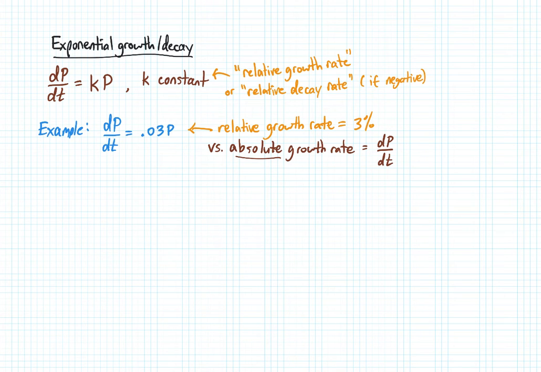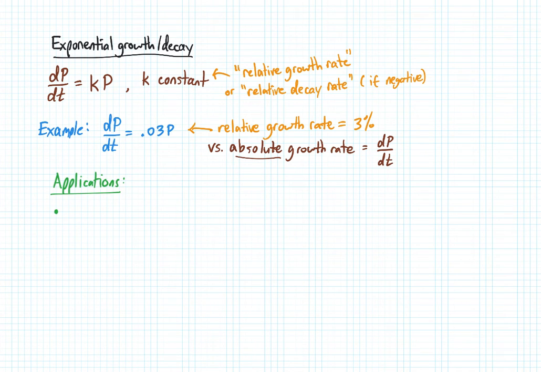It's just 3% in this example, whereas the absolute growth rate can change, and it depends on the size of P, because it's actually equal to 0.03 times P. So if P is bigger, you'll have more growth, and if P is smaller, you'll have less growth.